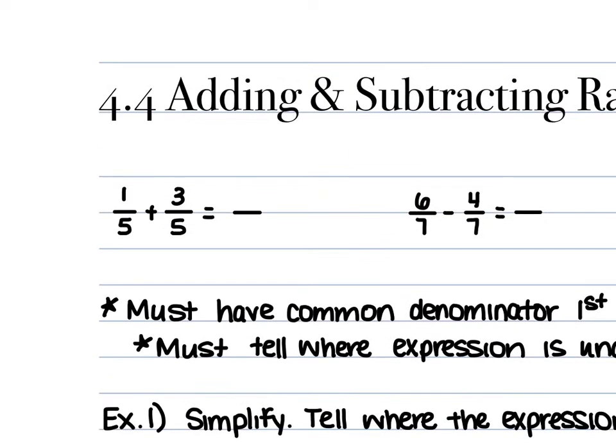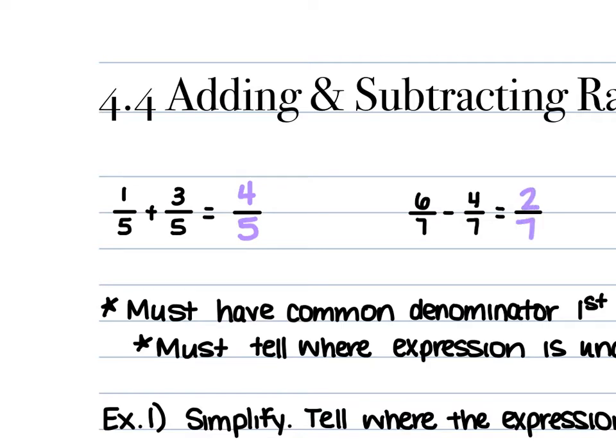So if we look at the first set, we have 1/5 plus 3/5. We can just add the numerators and it'd be 4/5. We're going to keep the denominator, add the numerators. Same thing with subtracting: subtract the numerators, keep the denominator, as long as the denominator is the same. So if we look at the next one, 6/7 minus 4/7, the 6 minus 4 is 2, keep it over 7.